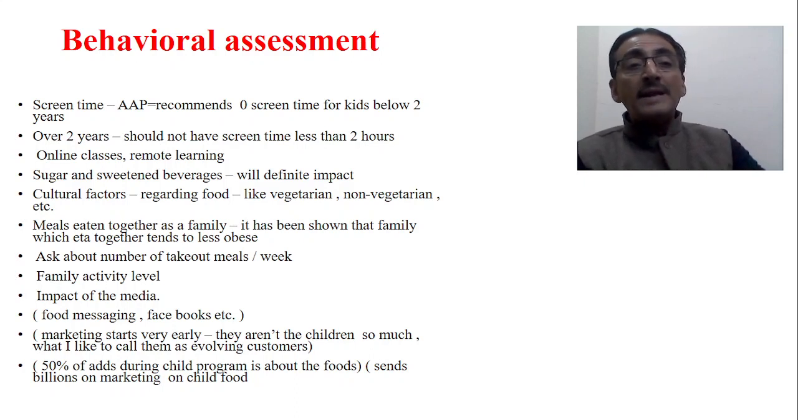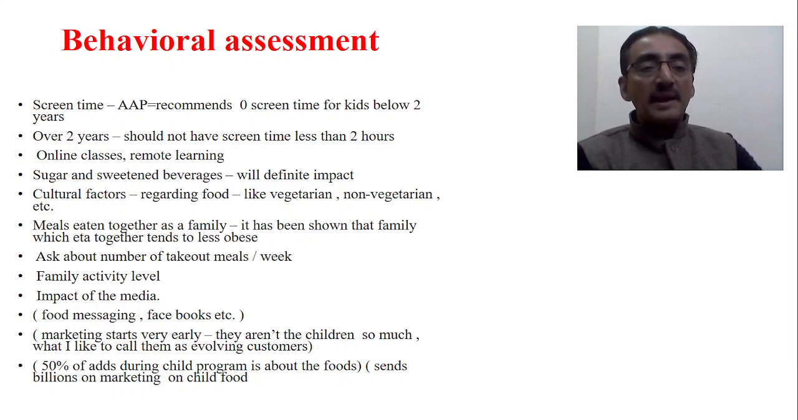Anyway, another important thing is sugar and sweetened beverages. How much sugar and sweetened beverages he is taking will have a definite impact, because sugar, carbonated drinks and sweetened beverages are one of the triggering factors for obesity. Another is cultural factors. That means regarding the food, like vegetarian food, non-vegetarian food, etc. Some people take eggs daily.